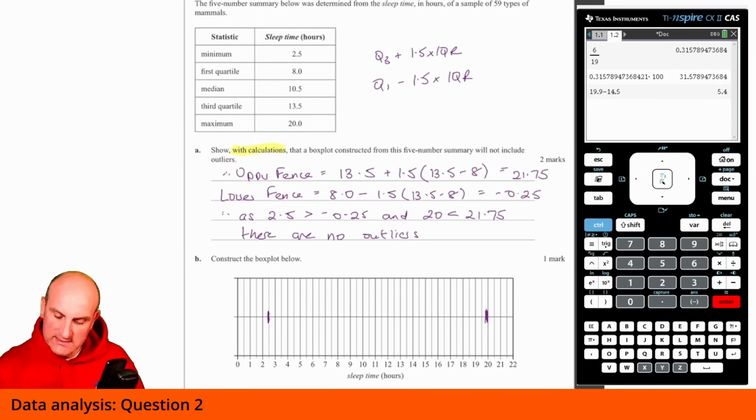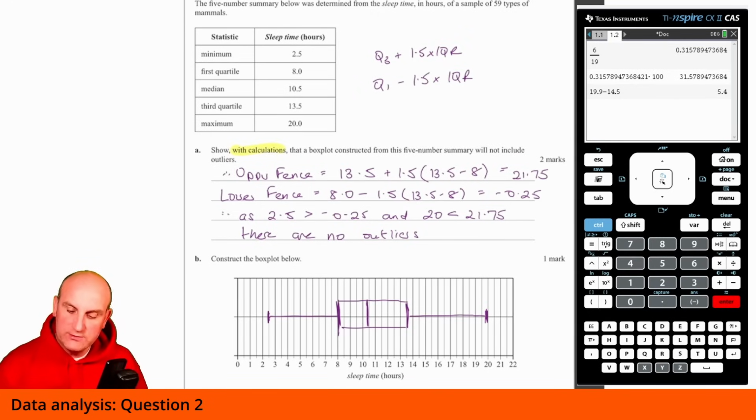My first quartile is 8, so there is 8. So I'm going to do a vertical line. Now, obviously, don't color in. I'm only doing this because I'm on my iPad at the moment. 13.5, I think, is here. Where's the other one? 10.5. 10.5 is here. And then I'm just going to connect those together with straight lines. And there we go. That should be enough for your 1 mark.